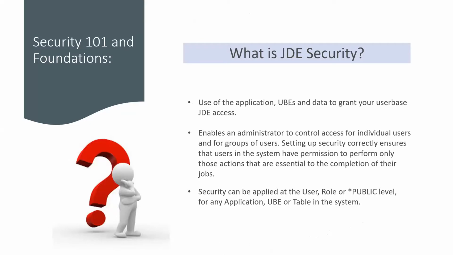So what is JDE security? Definition-wise, it is the use of application UBEs, reports, and data to grant your user base JDE access. Security enables an administrator to control access for individual users or for groups of users. Setting up security correctly ensures that users in the system have permission to perform only those actions that are essential to complete their job or their duty in the software. And security can be applied at the user, role, or star public level for any application, UBE, or table in the system. We'll take a little bit more of a look here shortly.